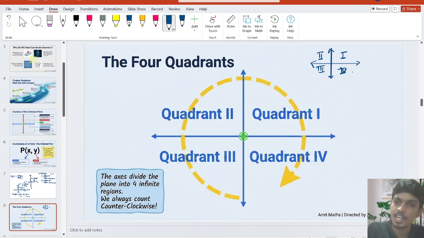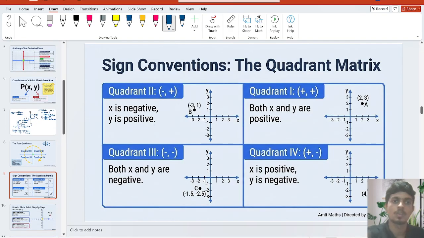We do not start with this as the first, okay. This is not correct. We start with this point, this plane: 1, 2, 3, 4, okay. So I hope it is clear to you. And coming to the next, the sign convention of the quadrants.